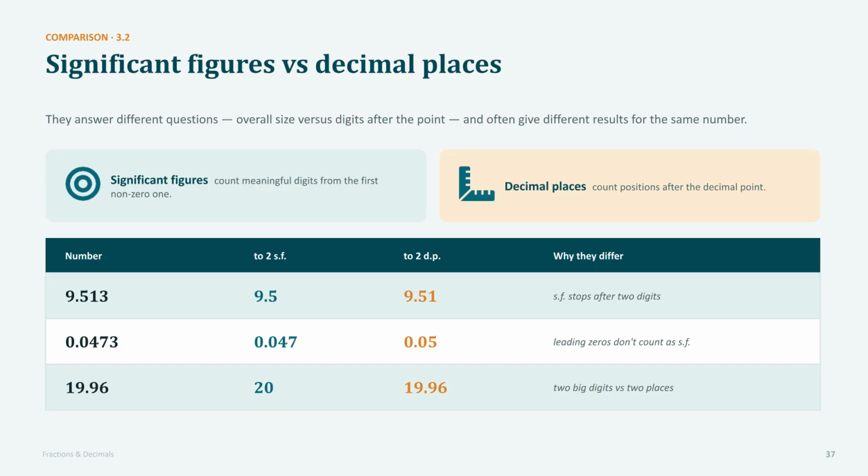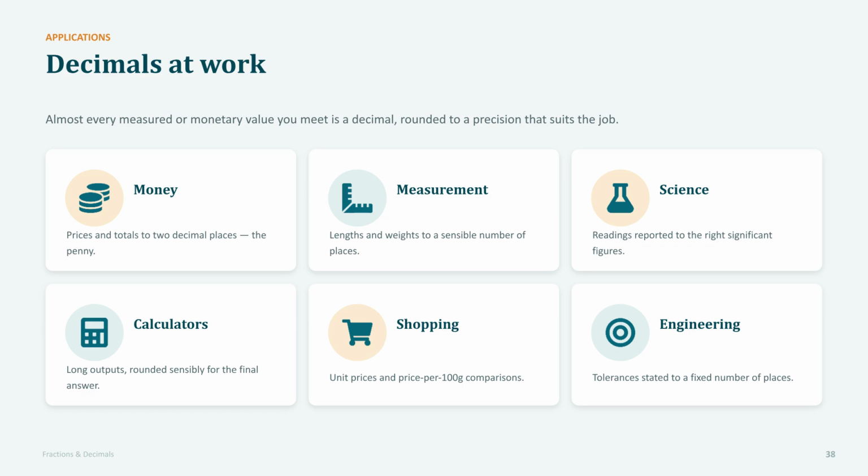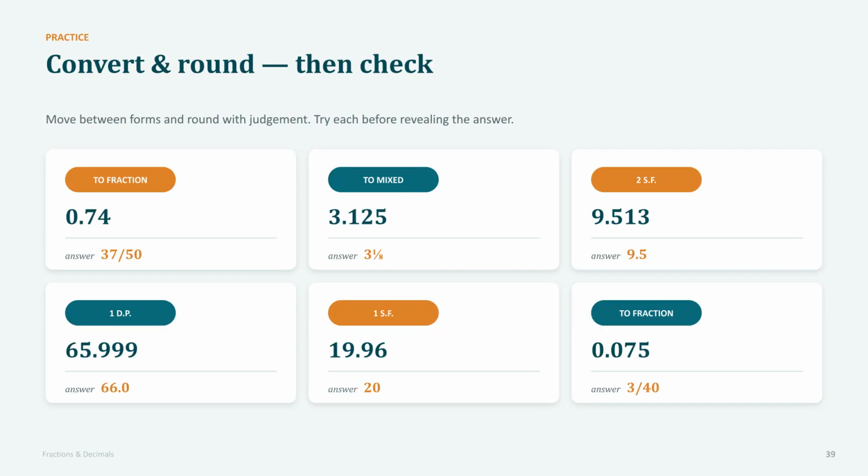Significant figures and decimal places serve different purposes. Significant figures describe the overall scale and meaningful precision, while decimal places focus on exact positions after the decimal point. We use these tools in various applications. Money requires 2 decimal places for currency, science relies on significant figures for accuracy, and engineering uses fixed decimal places for tolerances.